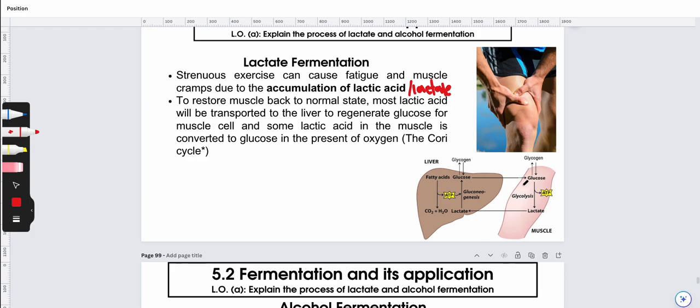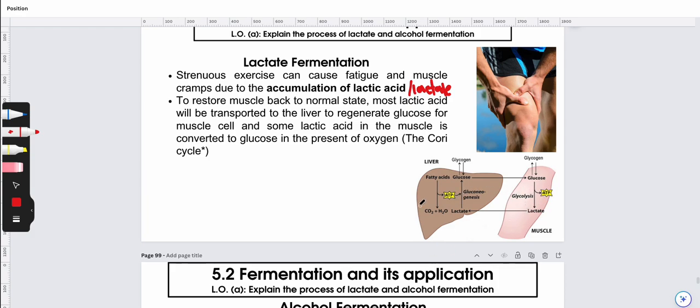So what happened? This is our muscle here. The glucose is converted to lactate, right? So the lactate actually transferred to the liver. Our liver is very amazing. The lactate will actually undergo gluconeogenesis so that we can produce glucose. But this one needs some oxygen. So it's called the Cori cycle. We don't learn this, don't worry. It's just extra information. But you have to know that the lactate is transported to the liver, so that it can regenerate glucose for muscle cell.